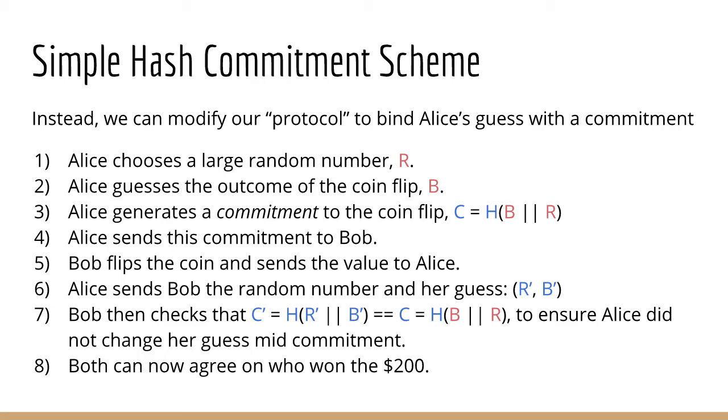Then Alice unpackages her commitment by revealing her random number and her guess. And so then Bob gets these revealed numbers and checks that the revealed number and the revealed bit map back to the same commitment. And if they do, then he knows that Alice didn't cheat. And in that way, they can both trustlessly agree on who won the hash game, or the coin flip game.